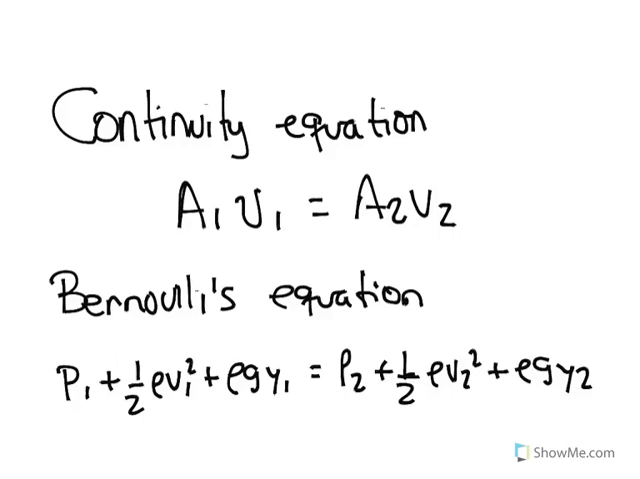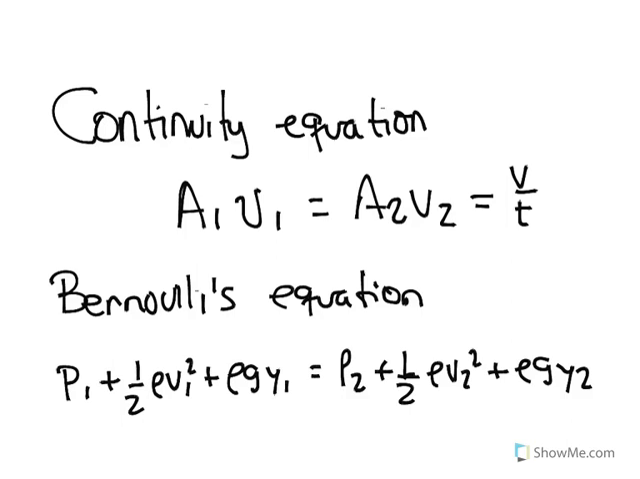In a previous tutorial we were stating the continuity equation, which is area 1 velocity 1 equals area 2 velocity 2. That is, the volumetric flow, or the volume per unit time, remains constant, and this is due to a mass balance. And we were also working with Bernoulli's equation, which is a conservation of energy: pressure 1 plus 1/2 density velocity 1 squared plus density gravity height 1 equals pressure 2 plus 1/2 density velocity 2 squared plus density gravity height 2.